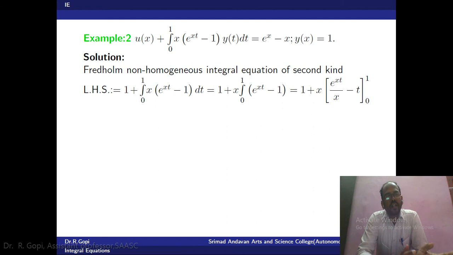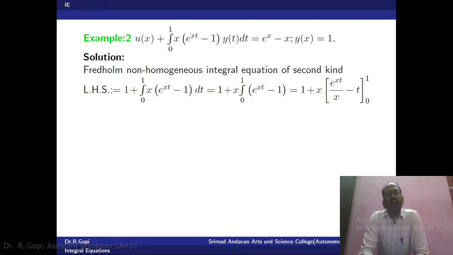Then we have to take the left hand side. So the left hand side is u of x plus the integral from 0 to 1 of x into (e power xt minus 1), where that is nothing but y of x. So here y of x equal to 1. So 1 plus the integral from 0 to 1 of e power xt minus 1 into dt equal to 1.